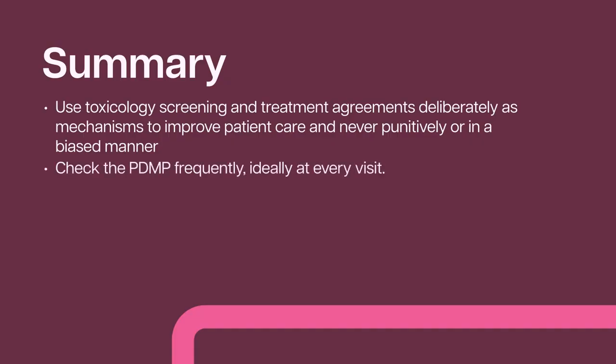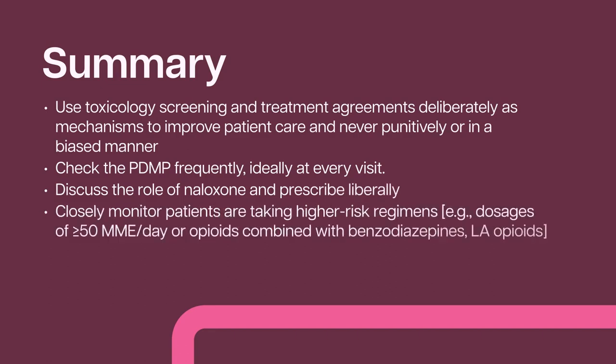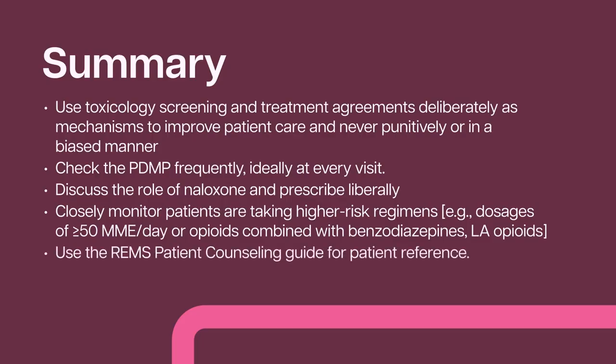Check the PDMP frequently, ideally at every visit, and discuss the role of naloxone and prescribe this medication liberally. Closely monitor patients taking higher risk regimens, and that would include patients on greater than 50 MME a day, or patients who are using opioids in combination with benzodiazepines. Additionally, this includes patients on long-acting opioid formulations. And finally, provide patients with the REMS Patient Counseling Guide so that they have something to take home for reference to help them understand their opioid prescription.